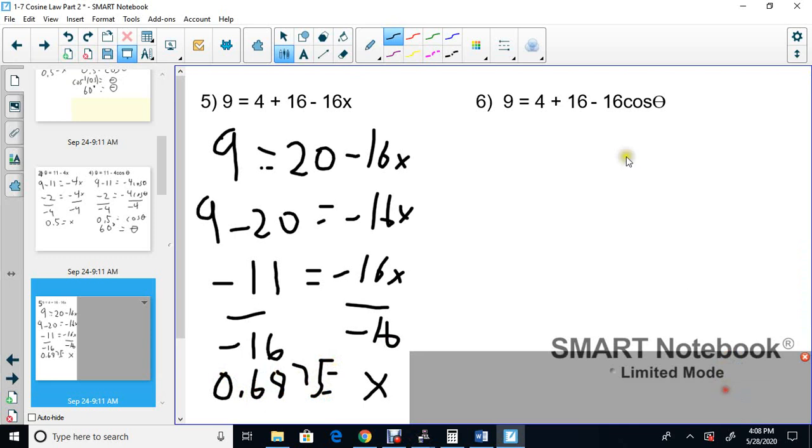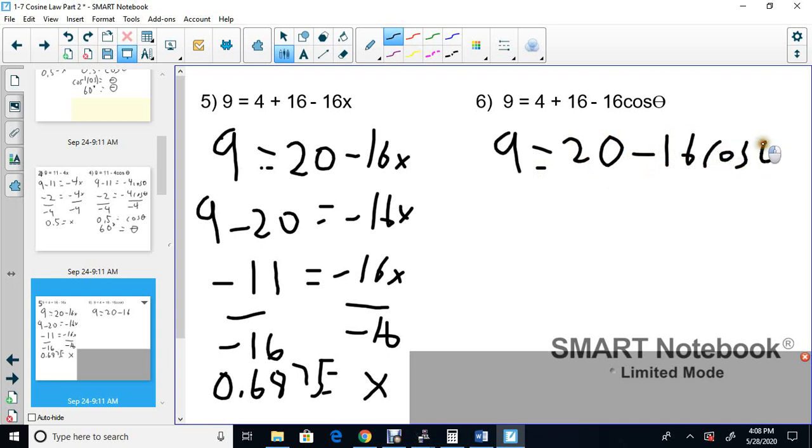Okay, over here, same exact thing, but instead of an x, we have a cos. So for some reason, all of a sudden we put a cos here instead of an x, and people don't know what to do. You do the exact same thing. You go 9 equals 4 plus 16 is 20 minus 16 cosine of theta. You bring the 20 to the other side, so you get 9 minus 20 equals negative 16 cosine of theta.